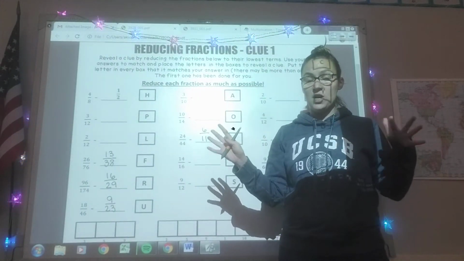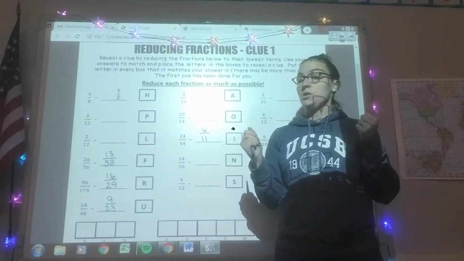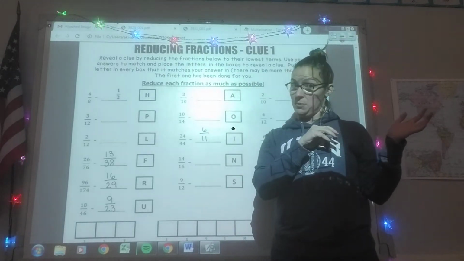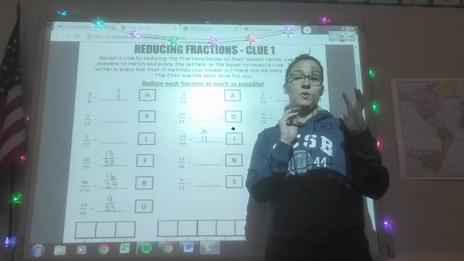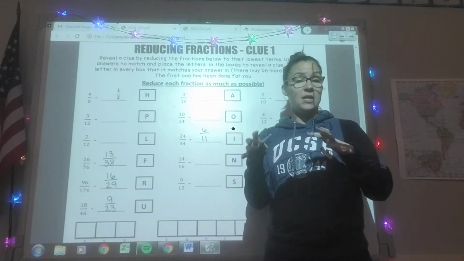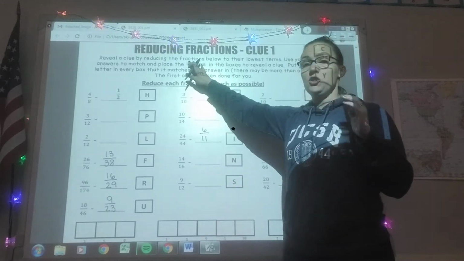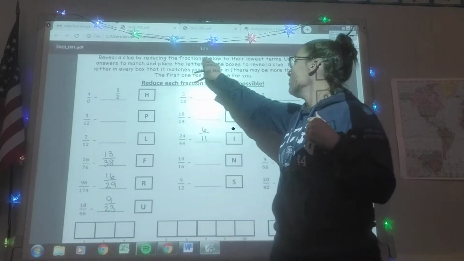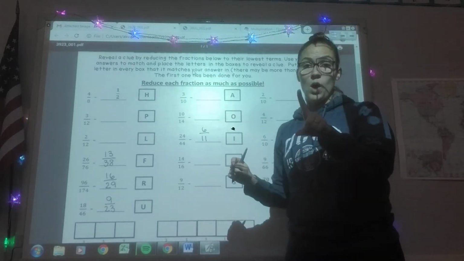Today we are going to talk about reducing fractions, which is not something we've done before, but we have done all of the parts that lead up to reducing fractions. So this should not be a problem if you just follow along. This has to do with our Pharoah mystery. We're looking at reducing fractions, clue number 1.